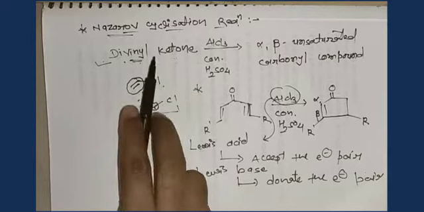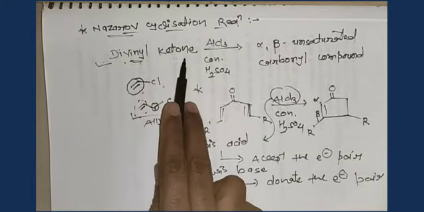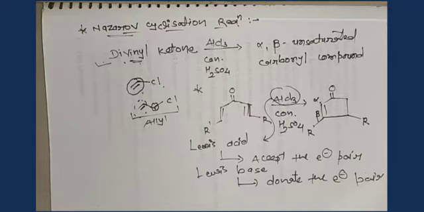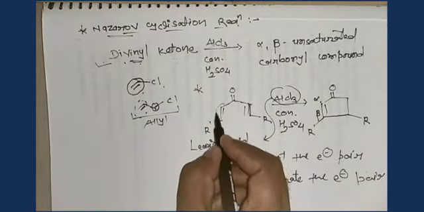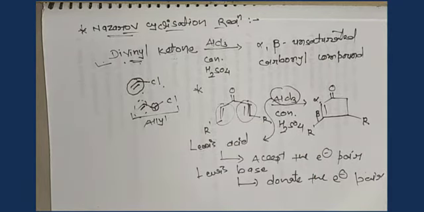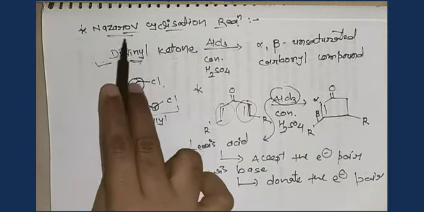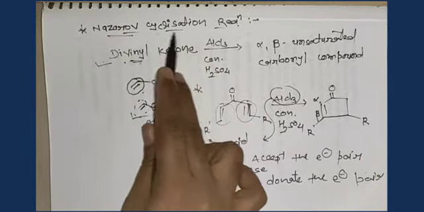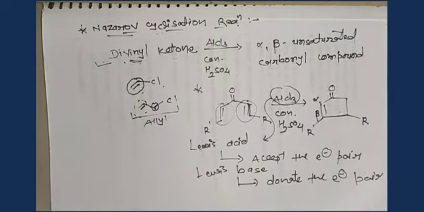Clear? So in the Nazarov cyclization reaction, divinyl ketone is converted to an alpha beta unsaturated carbonyl compound using aluminum chloride and concentrated sulfuric acid. You have to remember that there are 2 vinyl groups with keto functionality, and your product is always the cyclized product. Whenever Nazarov comes up, you should remember from the name, Nazarov cyclization reaction, that your product is the cyclized product. Clear?